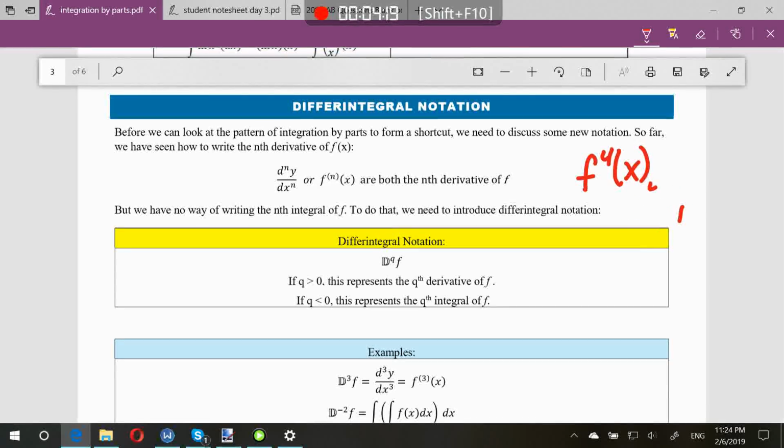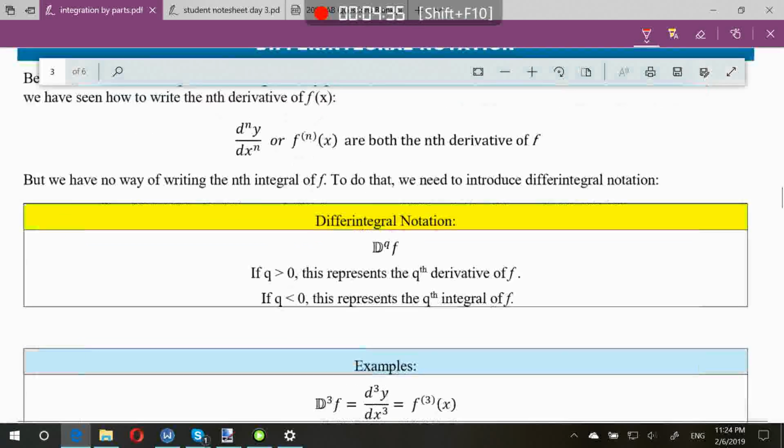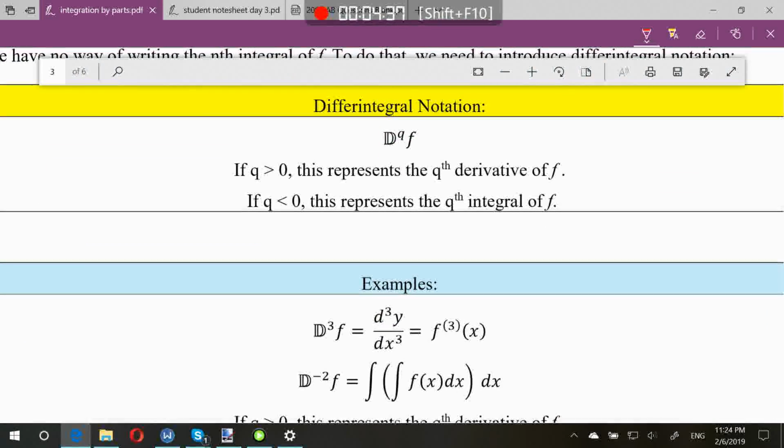But we don't have a good way for talking about what happens if I take the second integral of a function. And if I'm going to create a shortcut for integration by parts, we need to talk about the nth integral of a function as well. So different integral notation, to simplify things, looks like this. So we just write d, and some number that tells you how many times we've derived our function f.